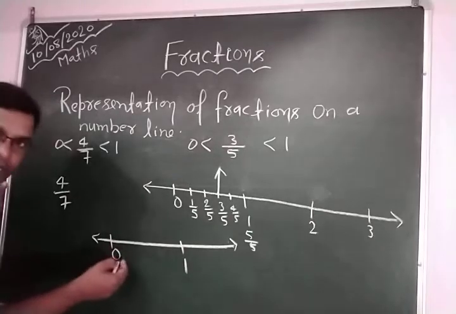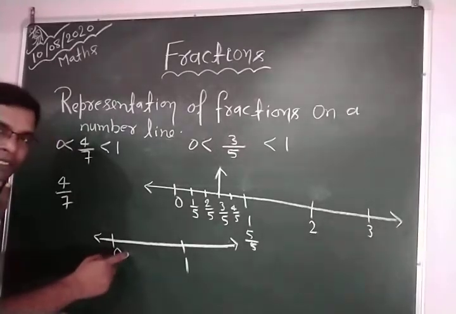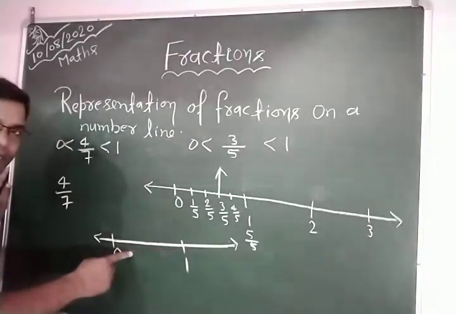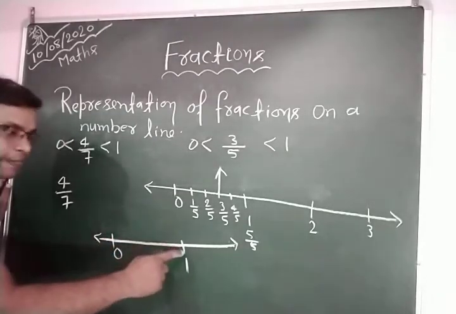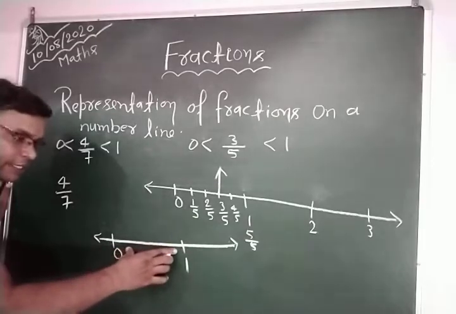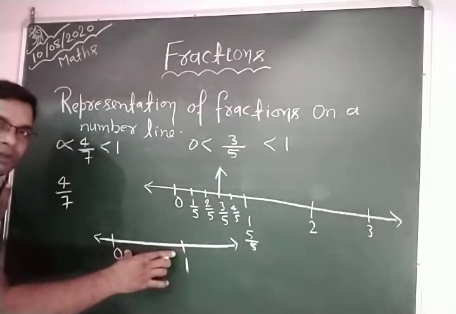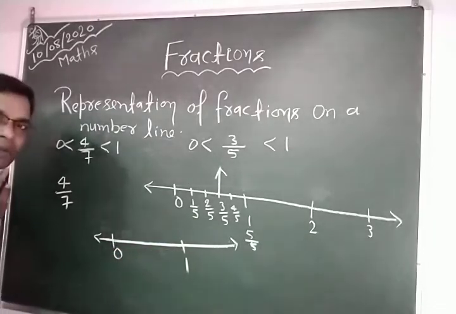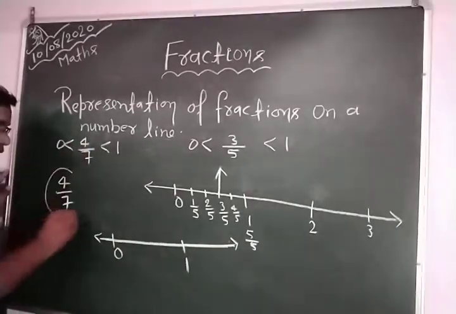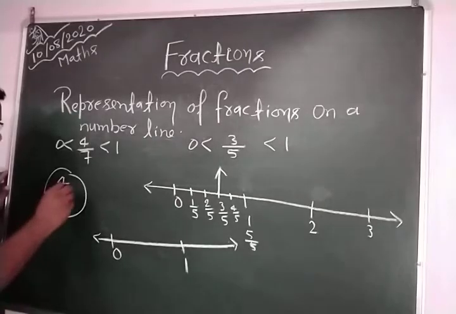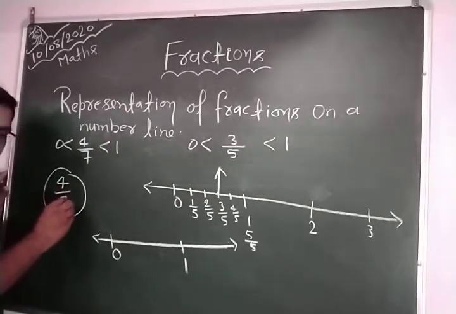So let's see how to divide this into 7 equal parts. This is the line segment between 0 and 1. We divide it into 7 equal parts. Why do we divide it into 7 equal parts? Because this is our fraction, and the denominator of this fraction is 7.